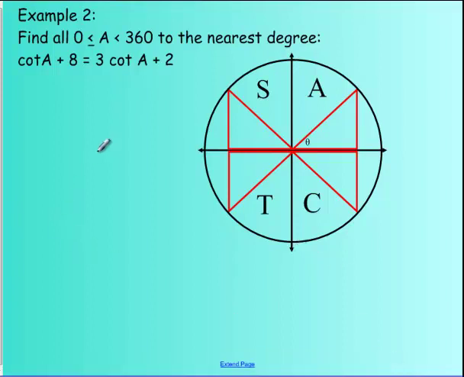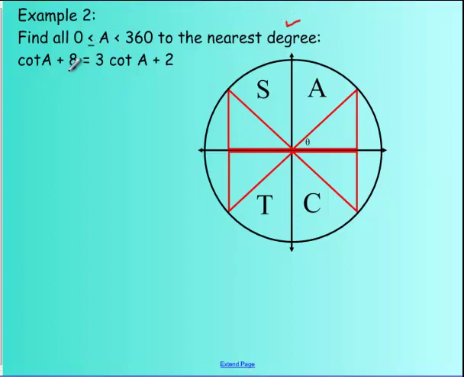Okay, example 2. We're going to use cotangent, just because it's not on your calculator, and I'm going to show you how to deal with one of the reciprocal functions. Find all the angles A between 0 and 360, and this time we get to go to the nearest degree. Awesome. Okay, so I'm just going to solve this again.